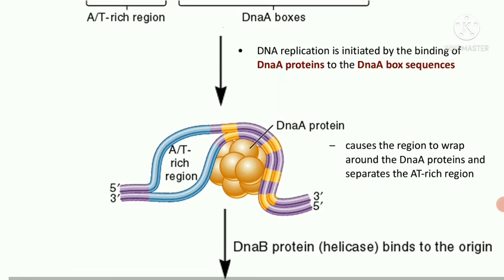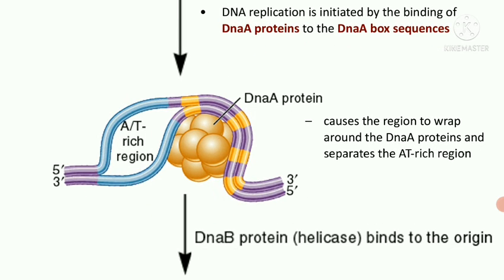You need to see here. This is the DnaA protein. When it binds to the DnaA box, it creates a topological stress in the AT rich region. That AT rich region is opened up due to the breakage of the hydrogen bonds. This causes the region to wrap around the DnaA protein and separates the AT rich region. Hope you understand this.